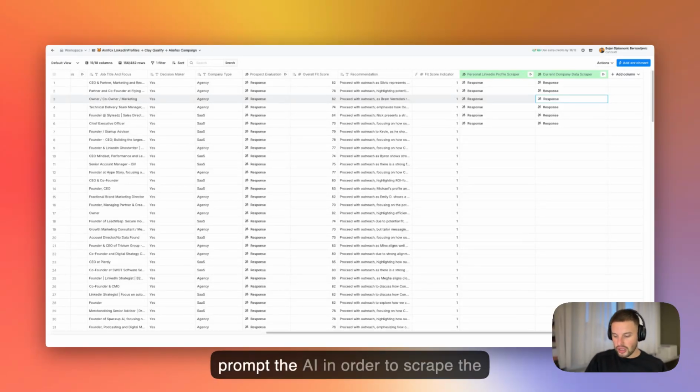Usually when you try to prompt the AI in order to scrape LinkedIn, it will return something like, "Sorry, I was unable to retrieve this data," or "You should be logged in," etc., because it has really good anti-scraping policies and protection. Also, when you're using Clay, you can retrieve the LinkedIn data of prospects or of some companies.